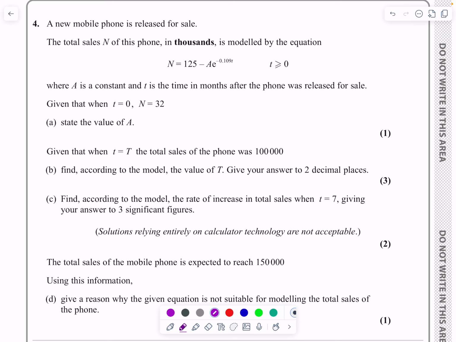Total sales N, N in thousands, that comes up later, are given by N equals 125 minus A e to the minus 0.109t. This is not an unusual function to have in these sorts of questions, so make sure you've done lots of practice of these. It says A is a constant and t is time in months after the phone was released. Given that t equals 0 when N equals 32, can we find the value of A?